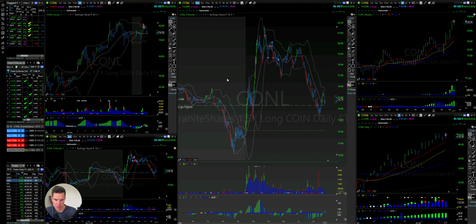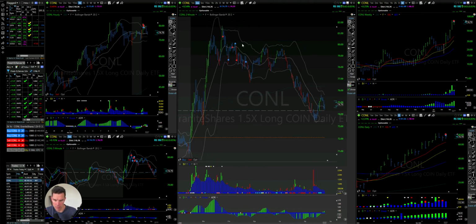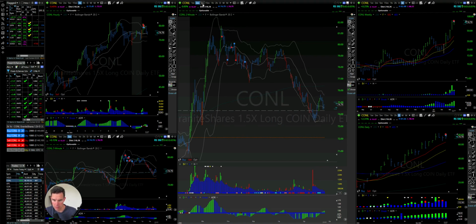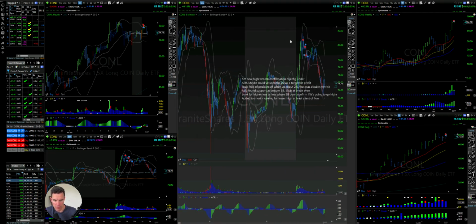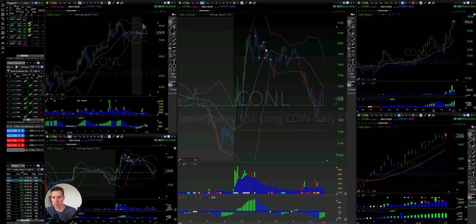Some other trades that I took today: Coin, which is a leveraged ETF for Coinbase, 1.5 times. Took that short here and had a nice profit there, 18.12. What I was looking at the time was a 5-minute chart. You could see the 5-minute made a higher high, but it didn't confirm with green. It was still blue, which essentially is just saying that it's still below that top Bollinger Band here. So it's a way to look at it as momentum is fading.